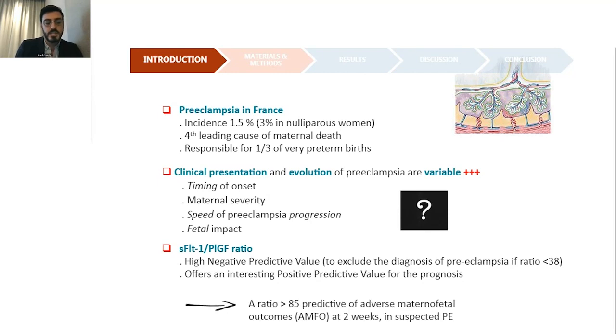Some authors suggested that an sFlt-PlGF ratio of more than 85 could be predictive of adverse maternofetal outcomes at 2 weeks in the population of suspected preeclampsia. While other authors showed that a ratio of more than 655 before 34 weeks of gestation could be highly predictive of preeclampsia with a necessity for fetal delivery within 48 hours.